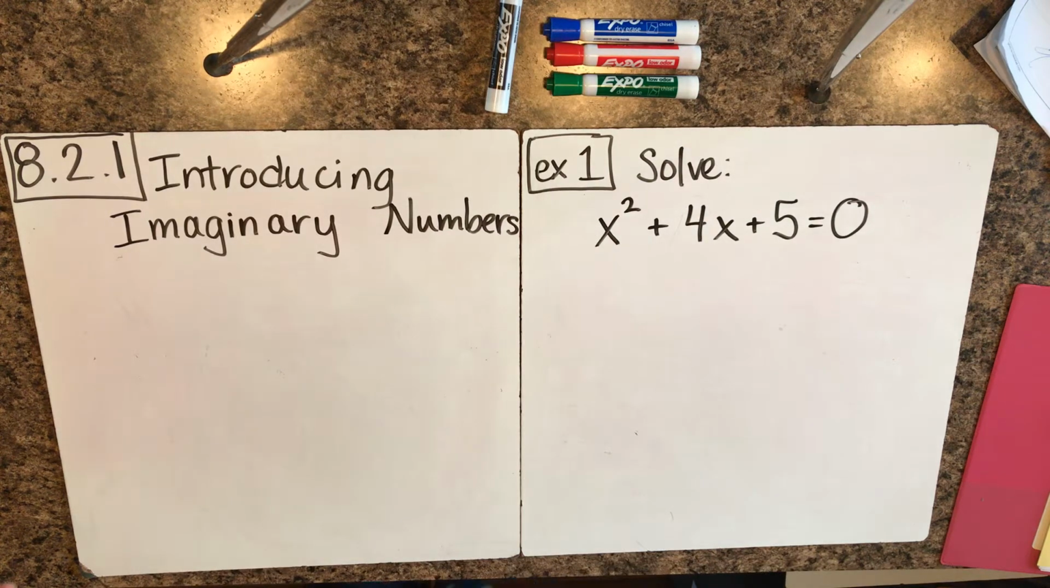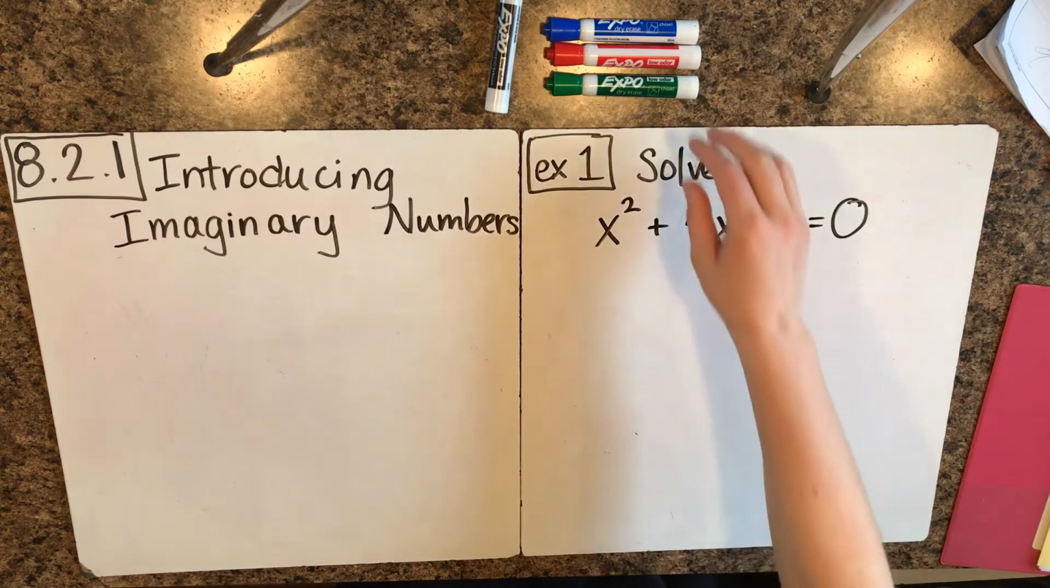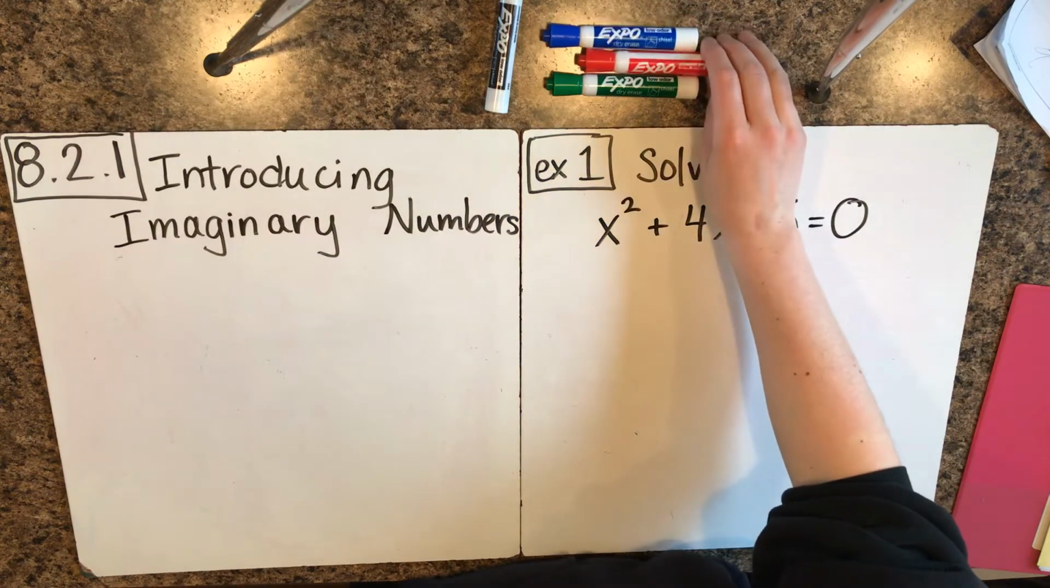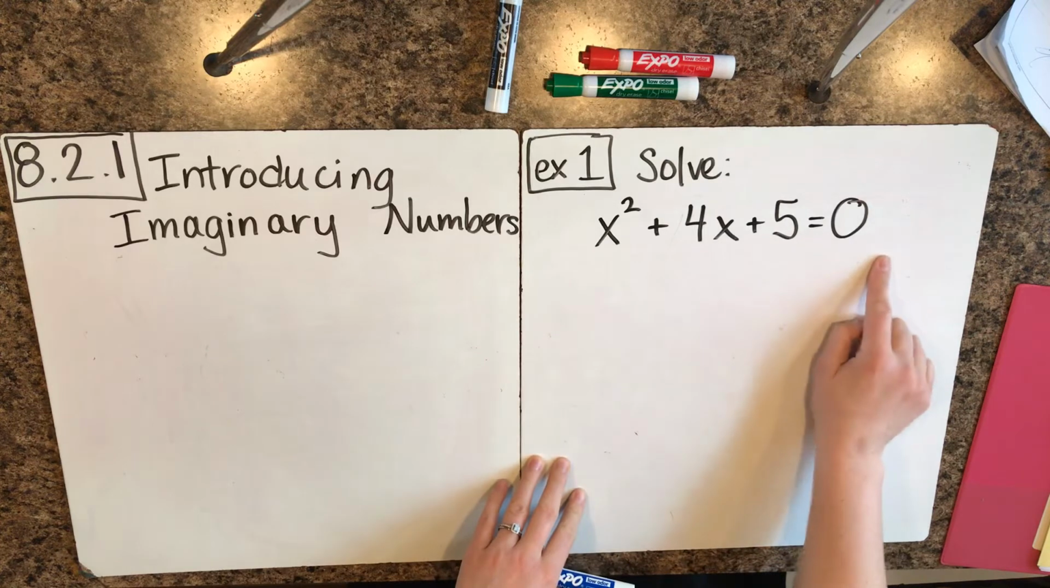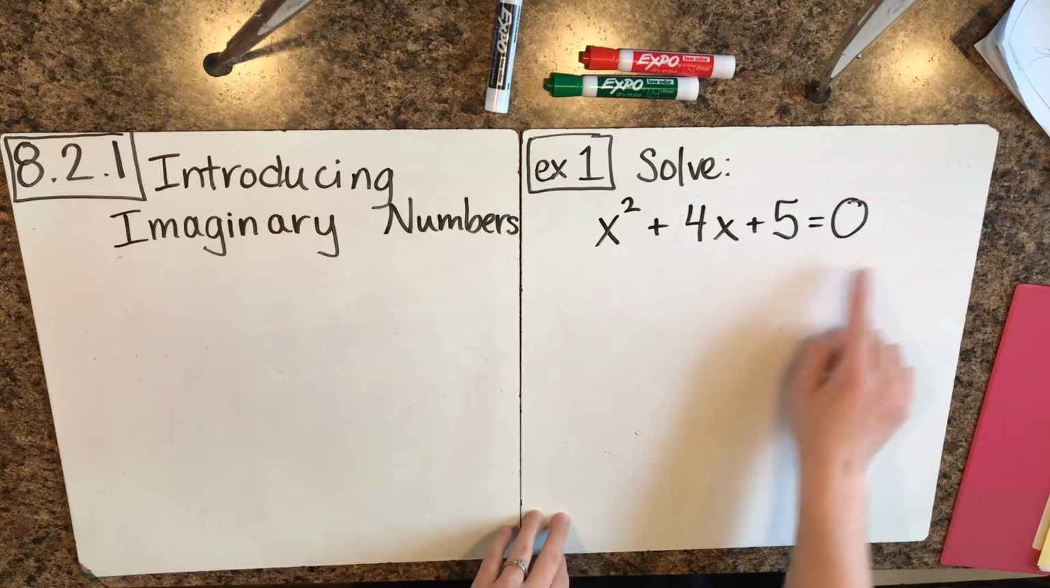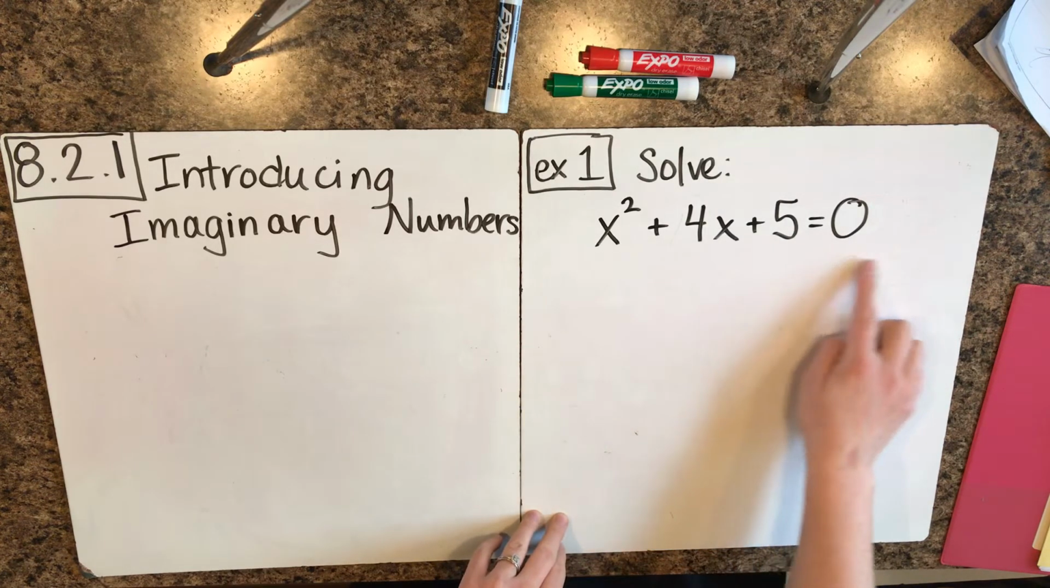Okay, today we're going to start talking about lesson 8.2.1, which is introducing imaginary numbers. And yes, imaginary numbers are a real thing. If you're wondering where imaginary numbers are coming from, let's think about what if we had to solve something like this? And we've seen this a lot. X squared plus 4x plus 5 equals 0.